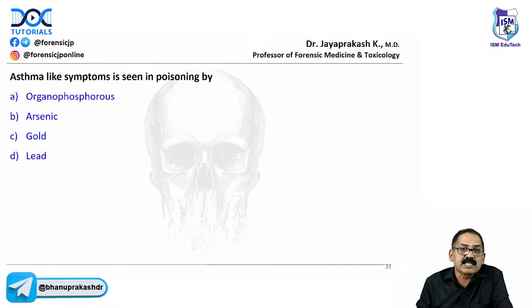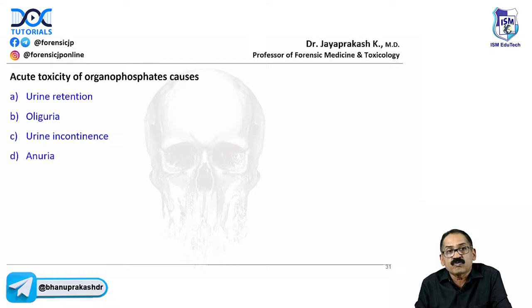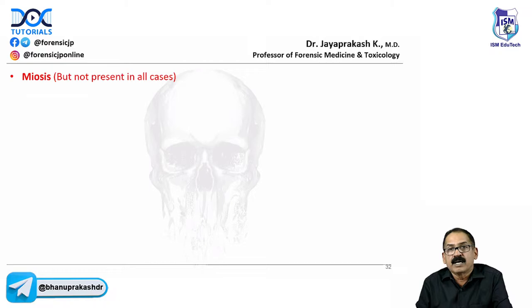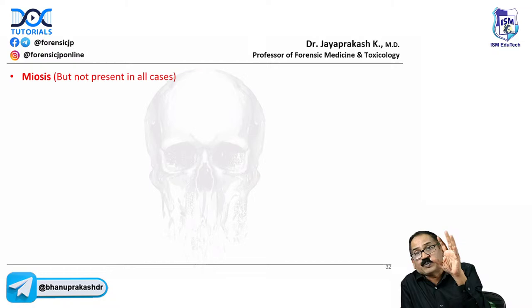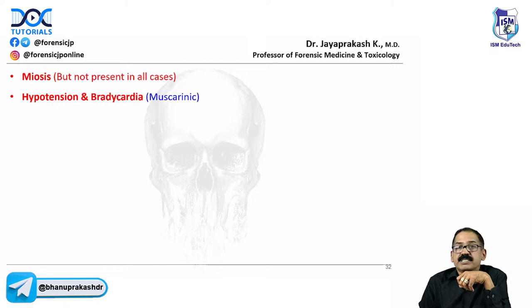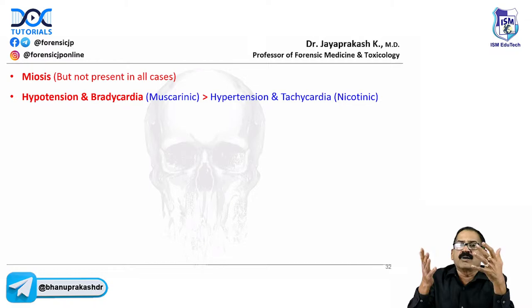Asthma-like symptoms are seen in organophosphorus. Chromolacryuria is rarely seen in organophosphates. Acute toxicity of organophosphate causes urine incontinence. There is muscarinic effect and nicotinic effect. The muscarinic effect gives rise to bradycardia and hypotension, whereas nicotinic effects give rise to the opposite, tachycardia and hypertension. But remember, almost always, muscarinic effects predominate over nicotinic effects.